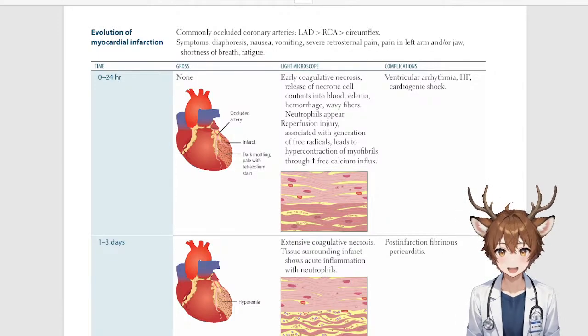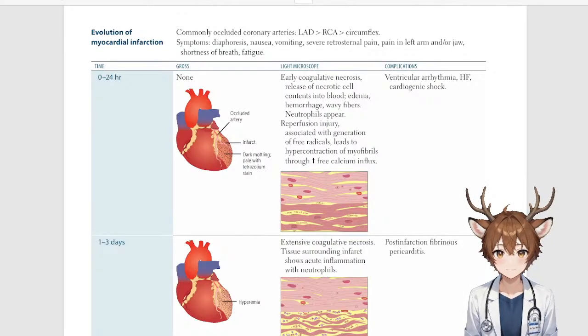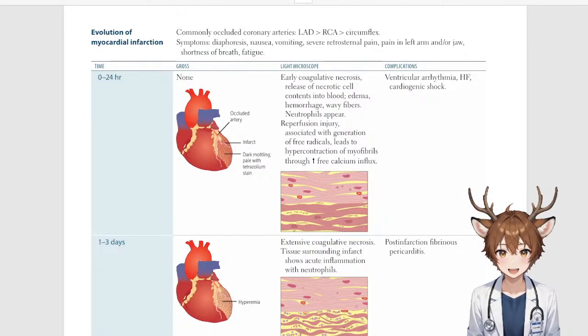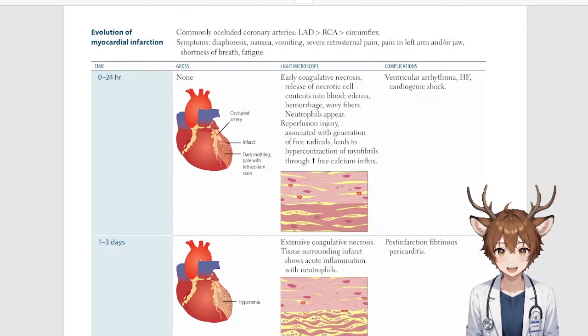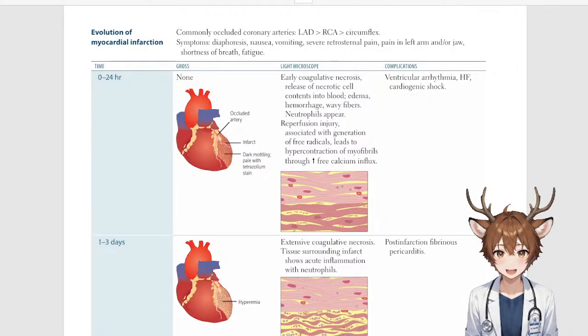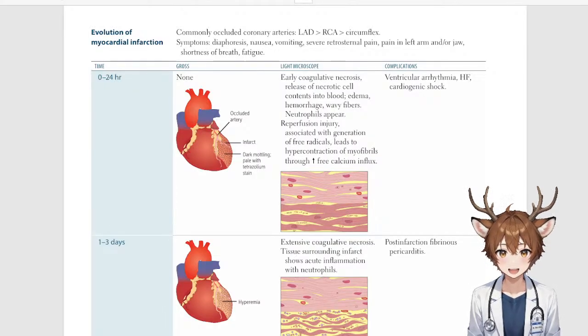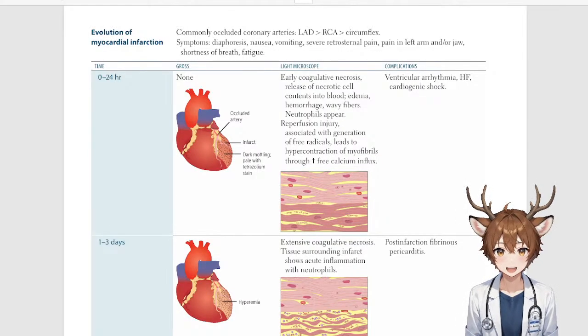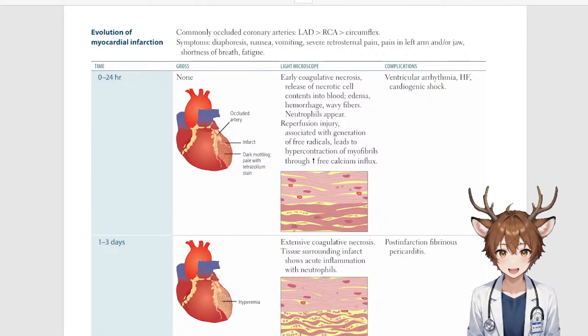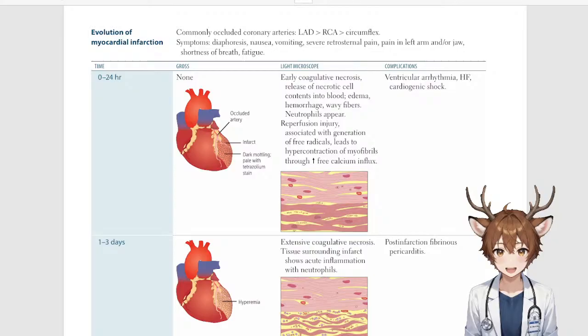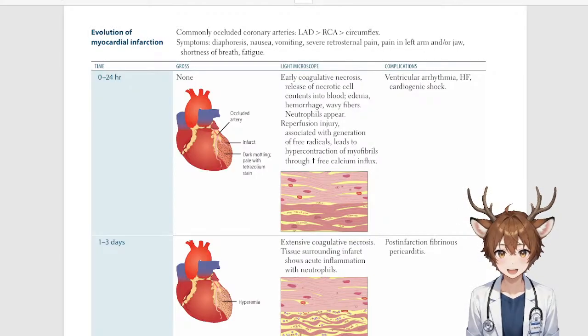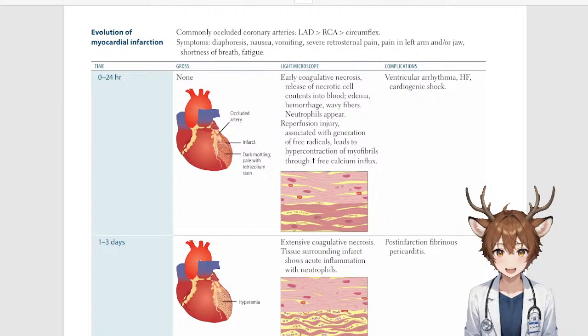So this is 0 to 24 hours. What happens, as you can see, is that it's basically pretty normal looking. You can see the normal, you can see the infarct. There's an occluded artery right there. Dark mottling, pale with tetrazolium stain. Light microscope: wavy fibers, 0 to 4 hours. Early coagulative necrosis, 4 to 24 hours.